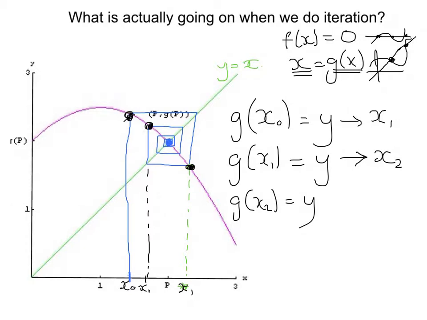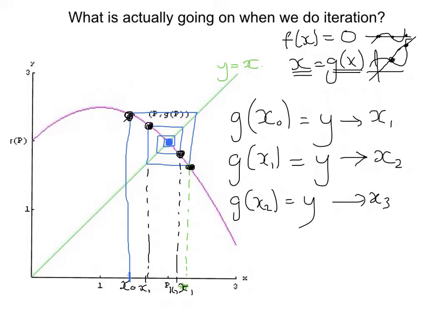So the black dots are the y values. And then we use the line y equals x to get that y value and make it into an x value. Down it comes. So this is x3.